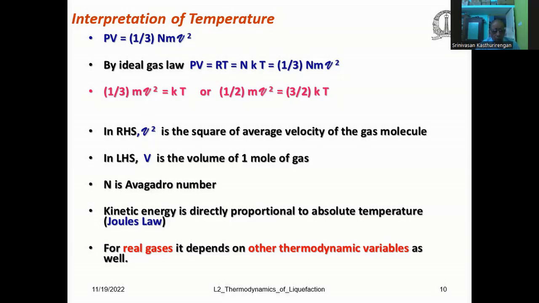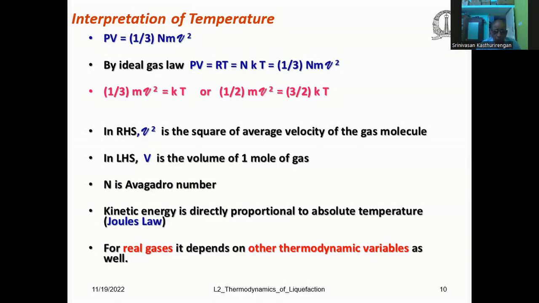By the ideal gas law, PV is nothing but RT. In other words, we can write it as NkT. So NkT is equal to 1/3 nmv square, or you can rewrite it as half mv square is equal to 3 by 2 kT. You can simplify and show that half mv square is equal to 3 by 2 kT.